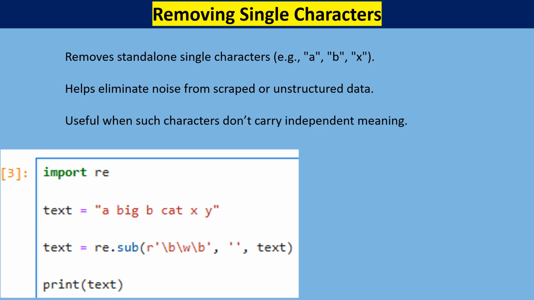Removing single characters like A, B, X. Single letters often appear in noisy text. This method removes those standalone characters unless they have grammatical meaning, like A in English, which should be preserved depending on the context. Make sure to apply further cleaning like extra white space removal after this step for tidy output.